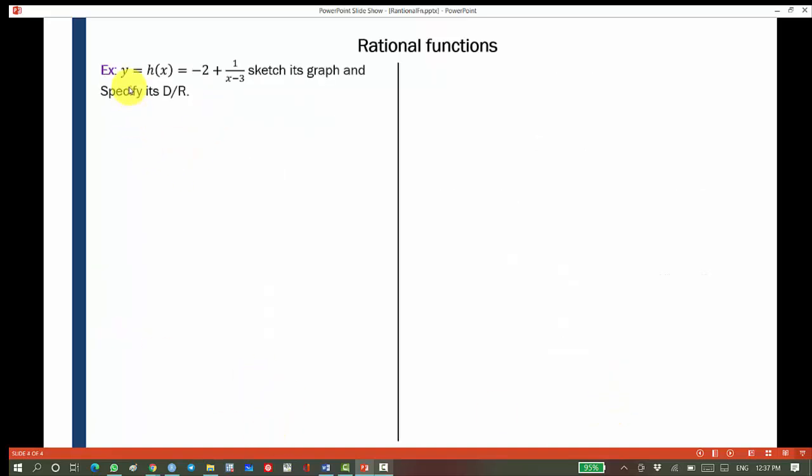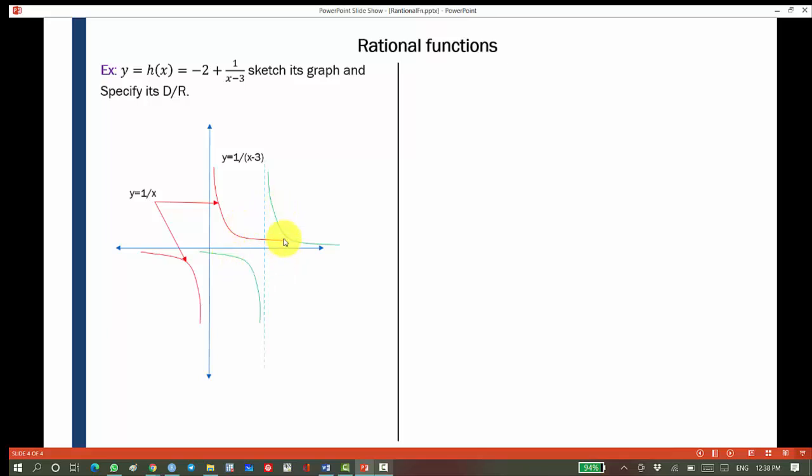Next, consider the function y is equal to h of x equals minus 2 plus 1 over x minus 3. Sketch its graph and specify its domain and range. We know that the parent function is being shifted 2 units downwards and 3 units to the right. Let's start with the parent function, which is this one. This is y is equal to 1 over x, which is the parent function. Then let's shift it 3 units to the right. That means everything is being shifted 3 units to the right. This is 1 over x minus 3.